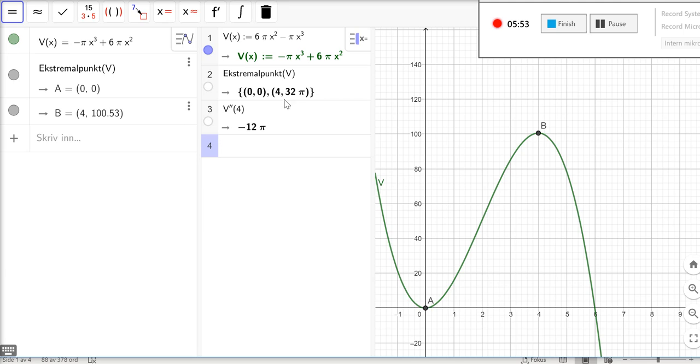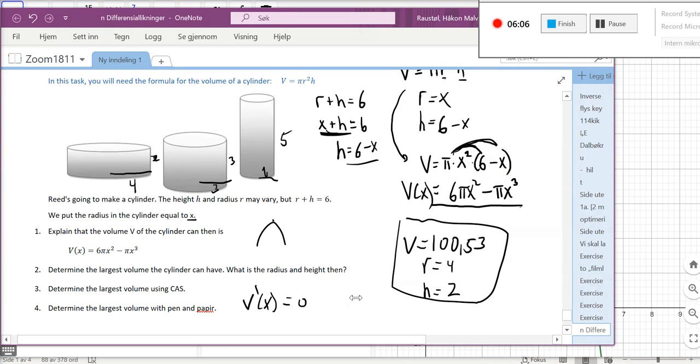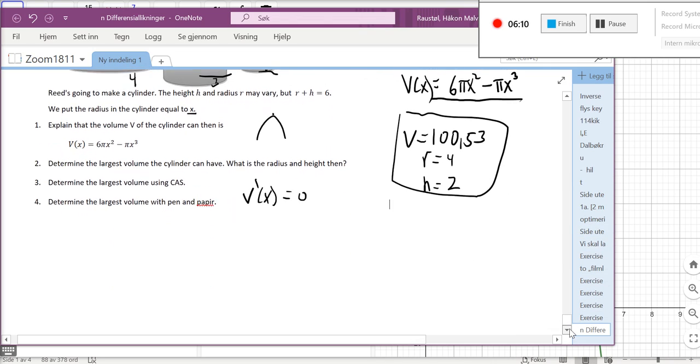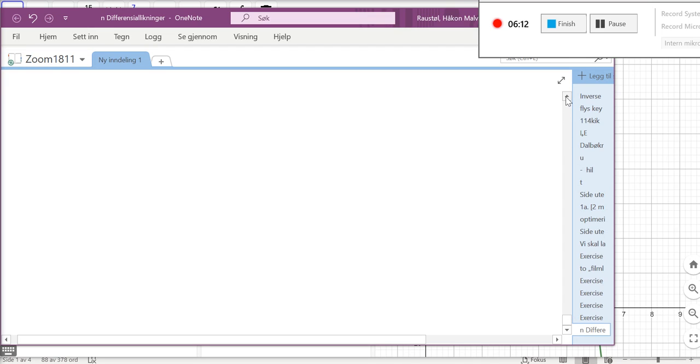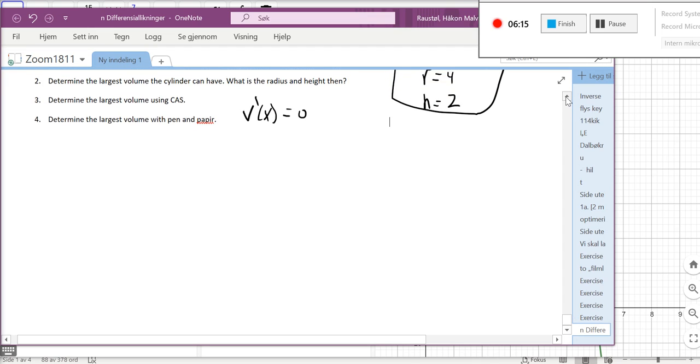But here we get the exact value. So when we do the Cos, we get the exact value here. So that's the exact volume, 32 pi. And so then I've solved it in Cos. And then we should do it by hand as well. I may just show this quickly here. Determine the maximum value with pen and paper.